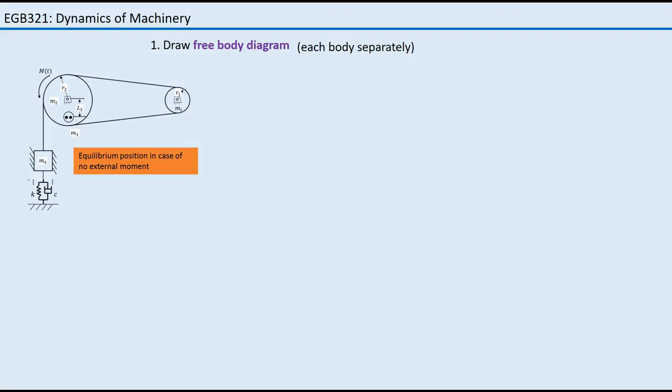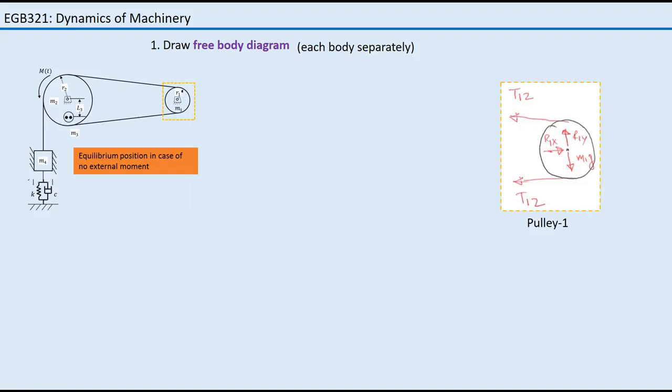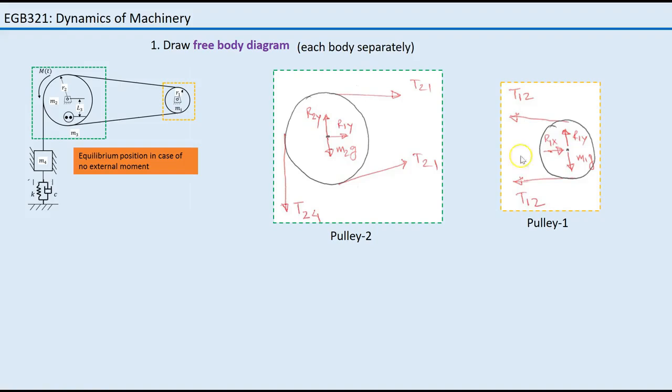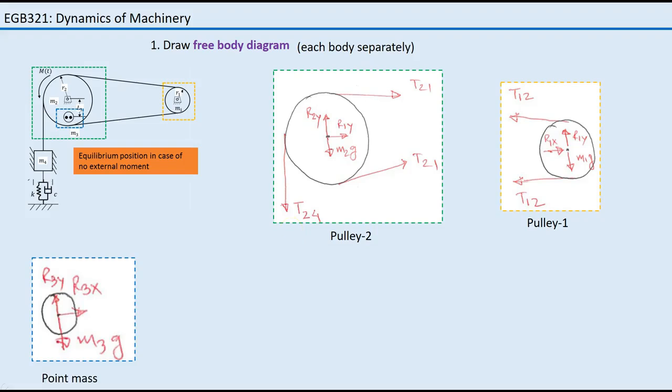So this is the system. We need to draw free body diagram separately. Let's start with pulley 1. So in pulley 1, 2 reaction forces acting at the center of the pulley, and weight is also acting on the center of the pulley. T1, T2, and these T1, T2 are belt forces acting on the pulley. In a similar way, we can get similar kind of force on pulley 2, except that T24, which is a cable force, acting downward.